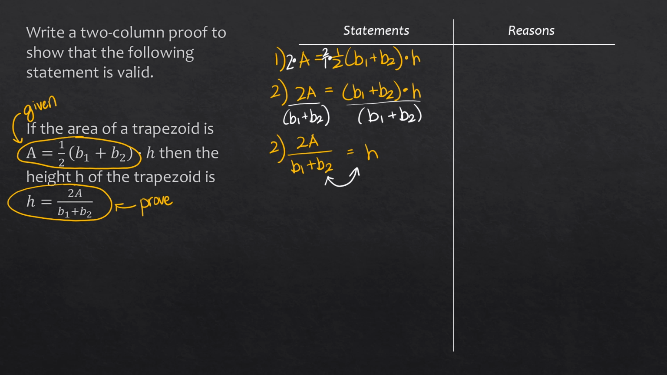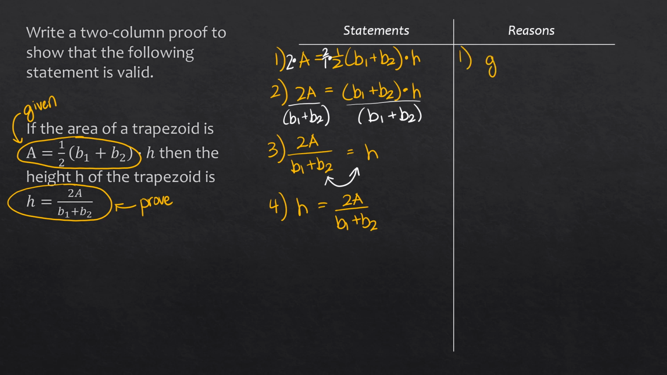So last step is going to be, I think I labeled that previous step as 2. Let's fix that to 3. Our last step 4 is going to be to reorder that. h equals 2 times the area over base 1 plus base 2, b1 plus b2. Okay, let's fill in the reasons. Take a moment and try to test yourself. Pause the video.